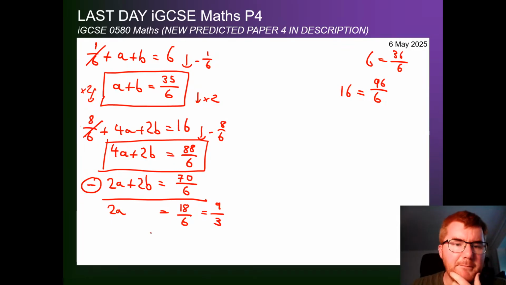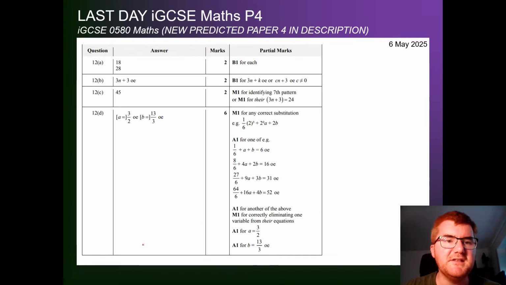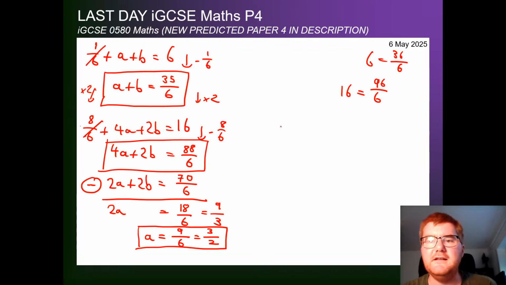And again, we can simplify this fraction down to give us just 9 over 3. And then if we divide by 2, a then is equal to 9 over 6, which we can simplify again by dividing through by 3, and that gives us 3 over 2. So a here is equal to 3 over 2. If you look at the mark scheme here, they're happy just to keep it at 3 over 2. Don't have to do 1.5 or anything like that.